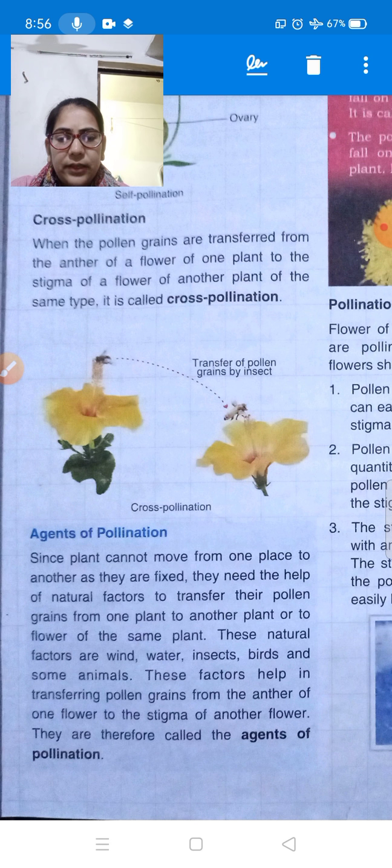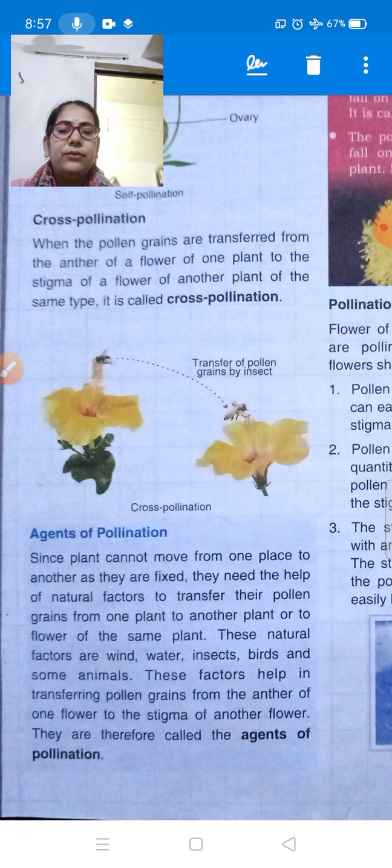These factors help in transferring pollen grains from the anther of one flower to the stigma of another flower, right? So with the help of wind, water, and insects, pollen grain transfer can take place from the anther to the stigma of the same flower or another flower. Therefore they are called agents of pollination.